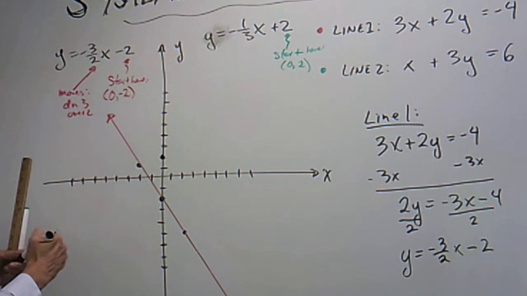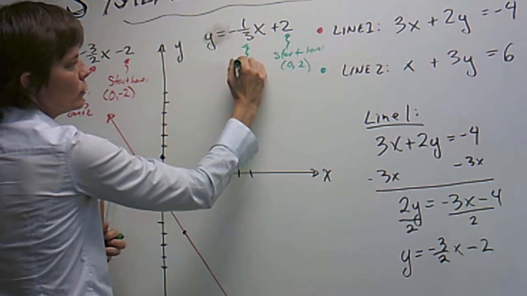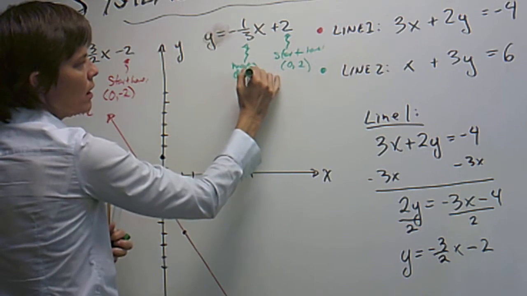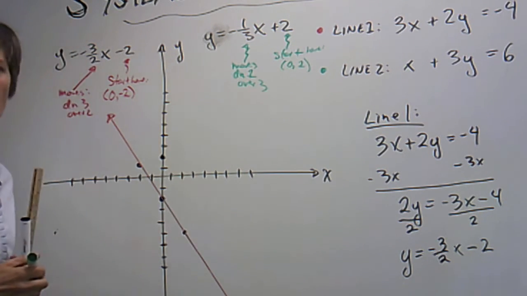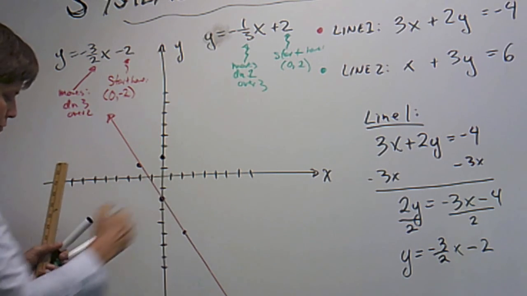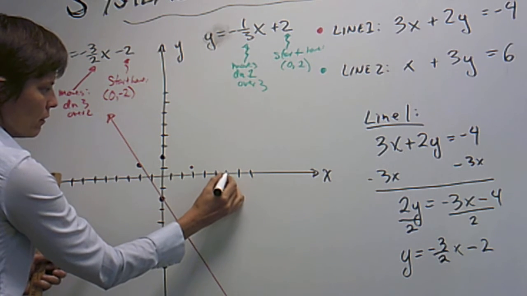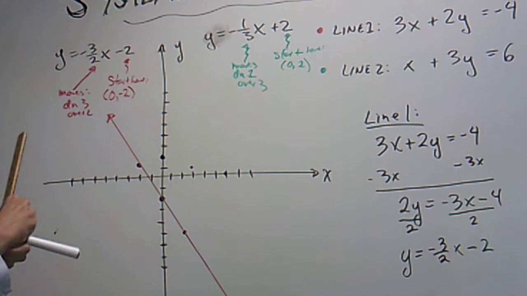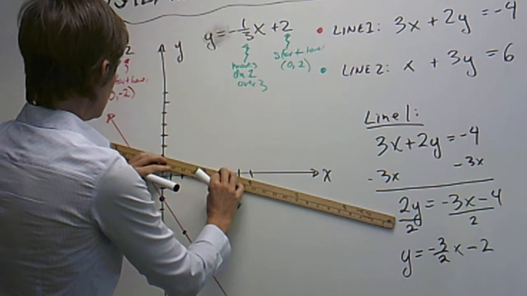Now, this is how it moves. Moves down 1 over 3. Okay? So we go from here, down 1 over 3. Down 1 over 3. Down 1 over 3. So that means our line is going to look about like this.